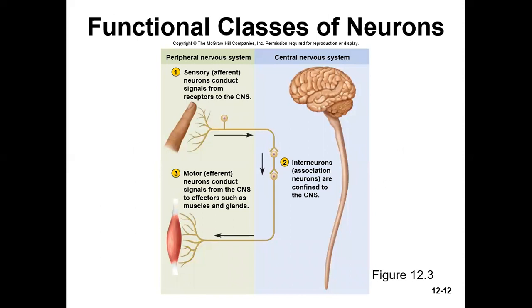If this picture might help you a little bit, we'll pretend you have an afferent nerve in your finger and you touch a hot stove. That information or that stimulus will be transmitted to your central nervous system, where we will find the interneuron or the association neuron. Again, we only find them in the CNS. Then that will connect with a motor or efferent neuron that will conduct a signal from the central nervous system to an effector such as a muscle or a gland.